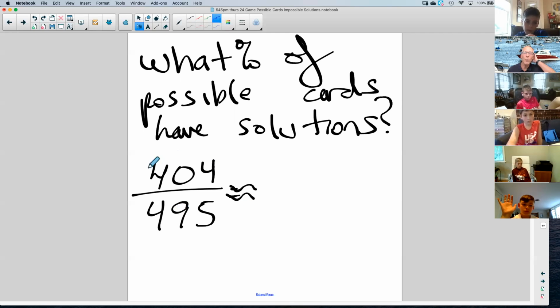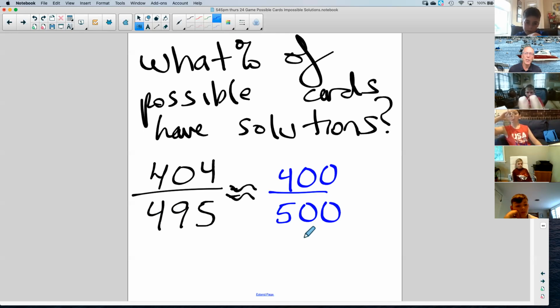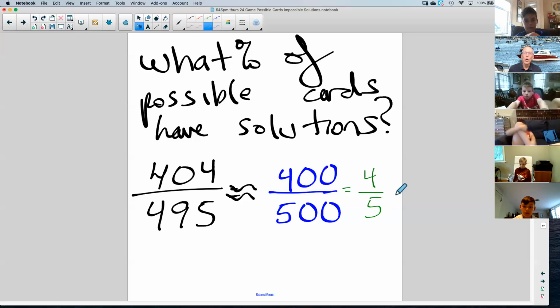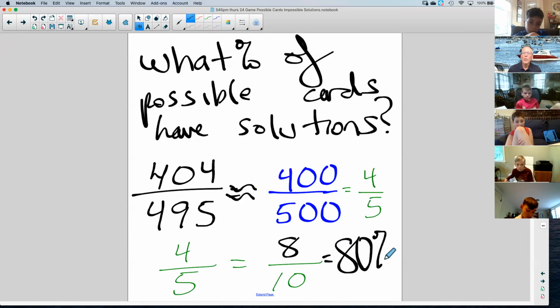So Rennie, what number might we use for 404? What would be a good estimate number? 400. I like it. And Brody, can you give me a good one for 495? 500. Now, before anyone tells me the percentage, Evan, can you tell me how to simplify that? 4 out of 5. And who can tell me 4/5 is equivalent to how many tenths? Cole? 8 tenths. And what percentage is that, everybody? 80%.